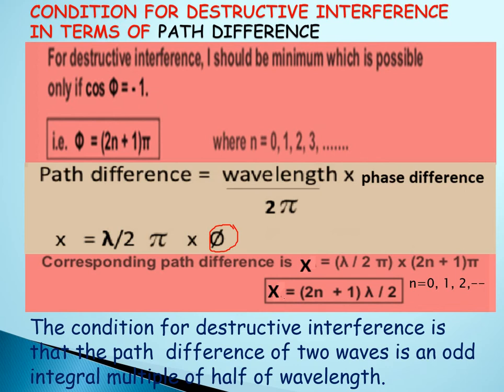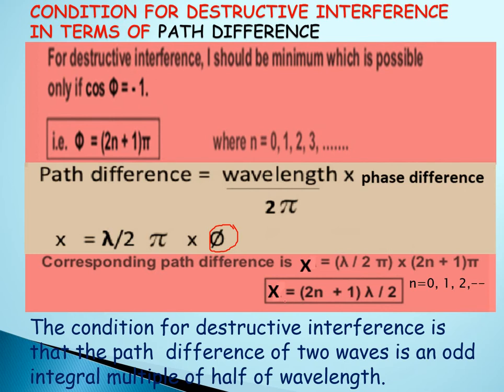So children, the path difference for destructive interference is (2n plus 1) lambda by 2, where n is equal to 0. So you substitute 0 here. What do you get? 2 into 0, 0. Then 1 into lambda by 2, which is equal to lambda by 2. Then you substitute 1. 2 into 1, 2. 2 plus 1, 3. 3 lambda by 2. Okay, so lambda by 2, 3 lambda by 2. Then you substitute 2. 2 into 2, 4. 4 plus 1, 5. 5 lambda by 2.